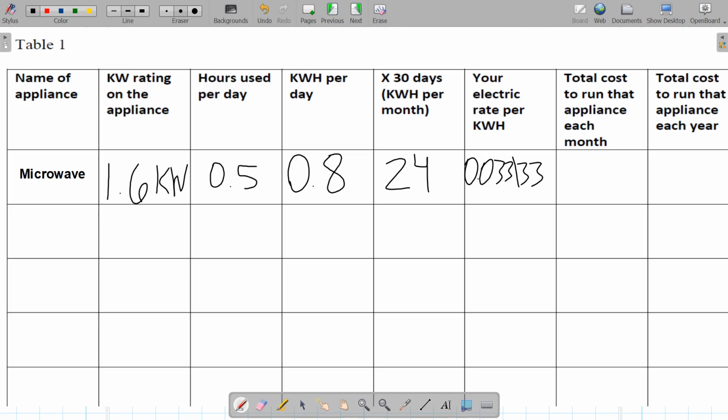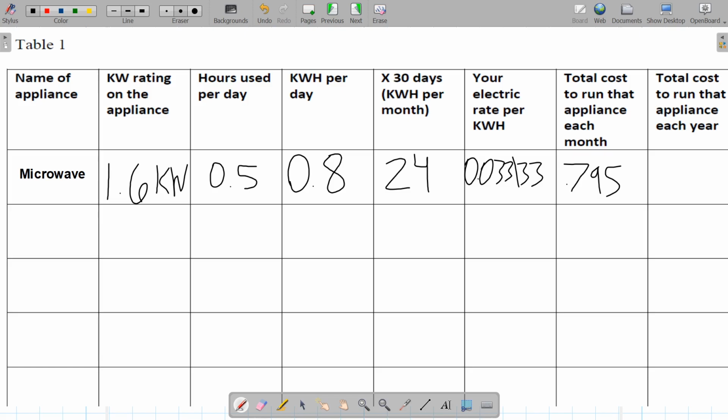So if I want to know the total cost to run my microwave every month, in order to find this here, I will just need to take these two numbers and multiply them by each other. So 24 times 0.033133 gives me 0.795. So what that means is it costs me about 79 cents every month to run my microwave, or about 80 cents.